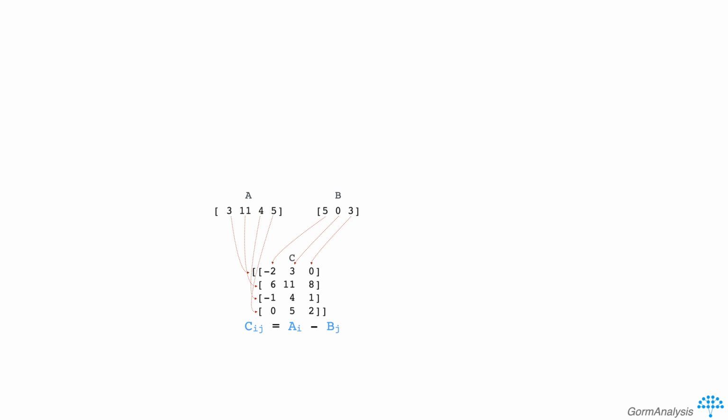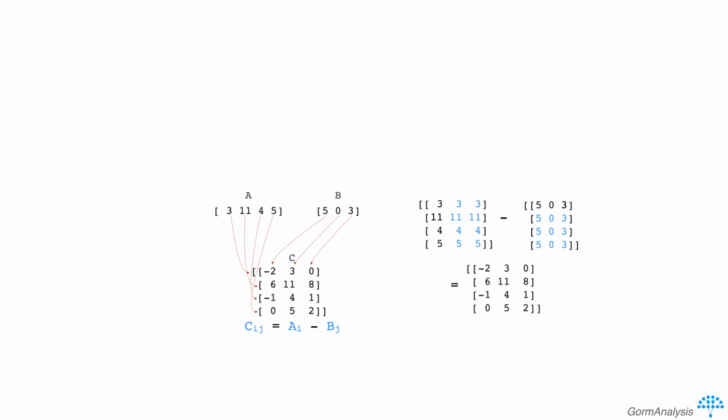However, imagine if A was a 4x1 array and B was a 1x3 array. In this case, NumPy would use broadcasting to, in essence, turn them both into 4x3 arrays, and then carry out the element-wise subtraction that we want. So the question is, how do we convert A into a 4x1 array and B into a 1x3 array? Surprise, surprise, you can use np.newaxis for that.